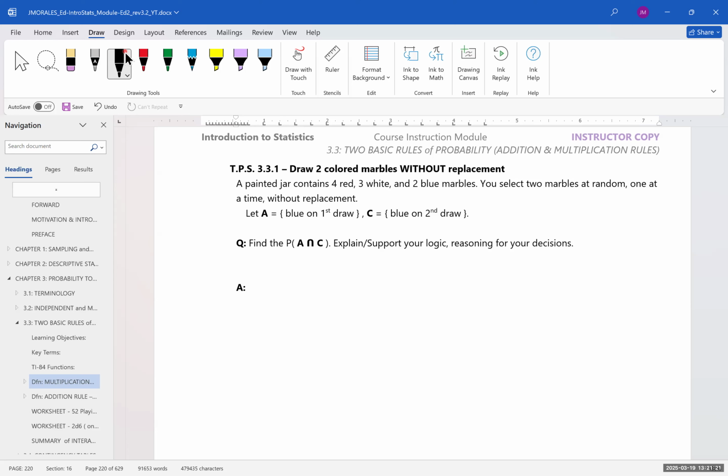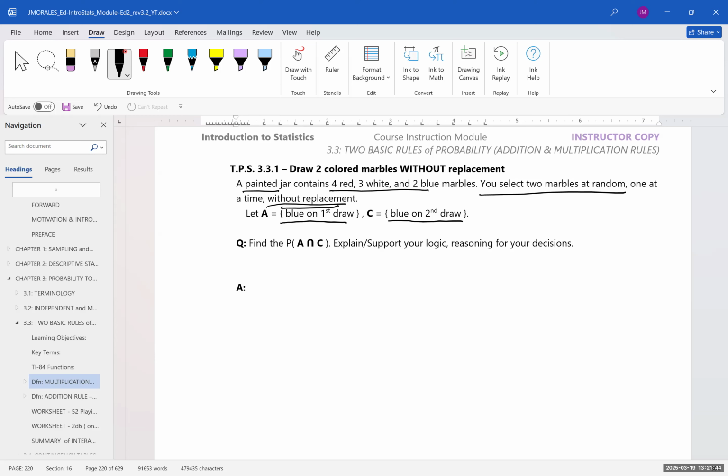So we've got a jar of marbles, same composition as the previous example. You're selecting two marbles at random, one at a time, without replacement. So find the probability of getting blue on the first draw and blue on the second draw.